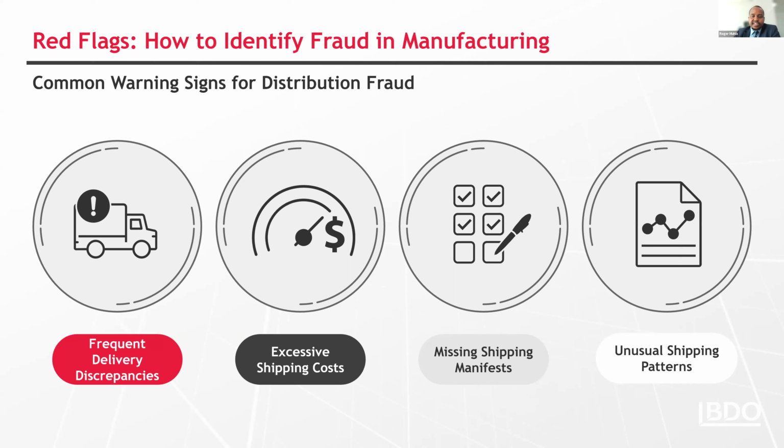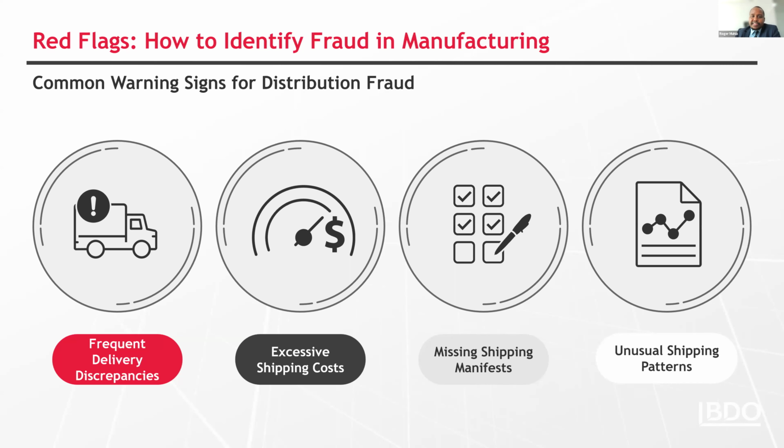You should watch for patterns, specifically where high valued goods are consistently marked as lost or damaged in transit. The next one is excessive shipping costs. So if you notice a sudden or unexplained increase in shipping costs, particularly by your third-party logistics provider, it could be a sign that there's some fraud occurring. You may find collusion between employees and the logistics providers, which could lead to inflated invoices and then the sharing of the extra funds between them.